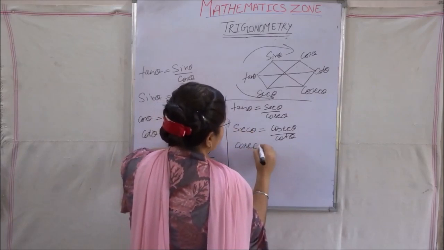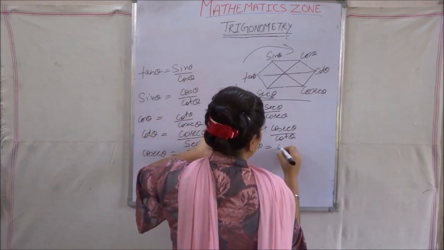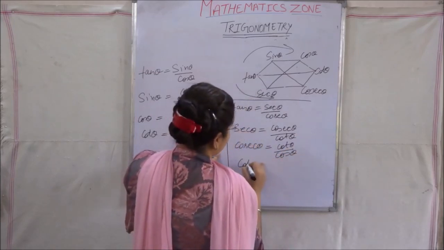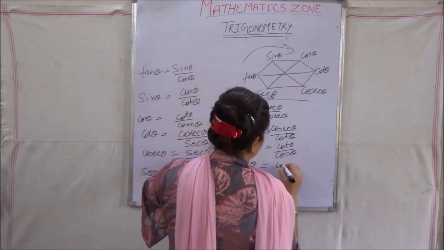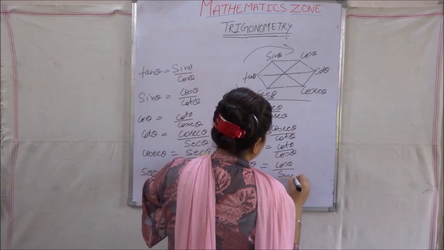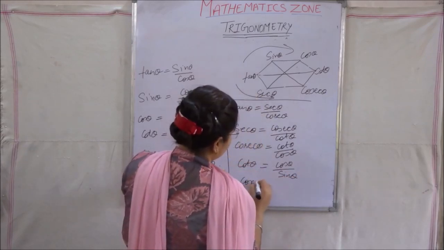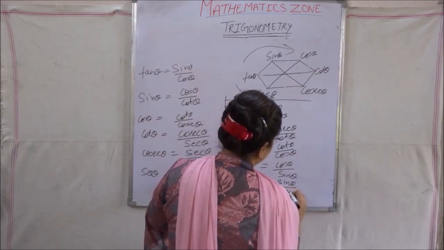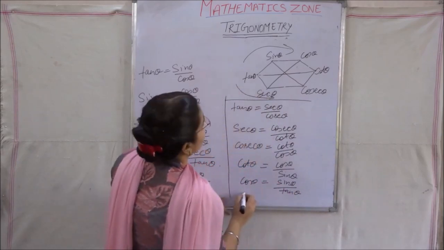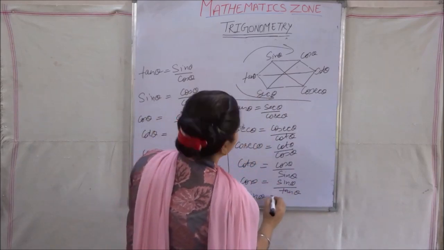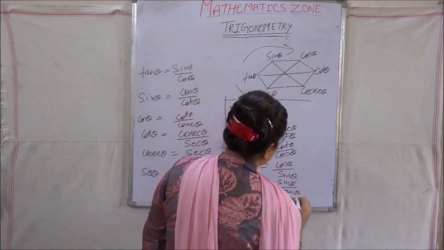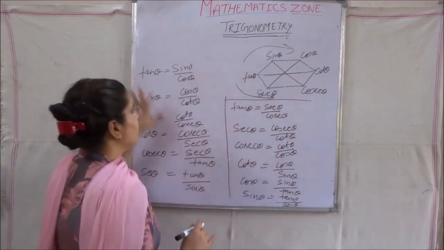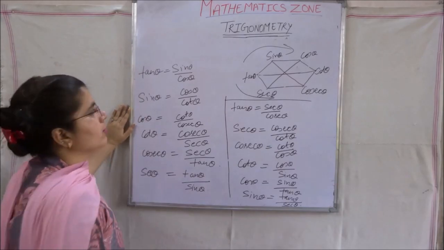Cosec theta that will be cot theta over cos theta. Cot theta that will be cos theta over sin theta. Cos theta that will be sin theta over tan theta. Sin theta that will be tan theta over sec theta. So in this way we will derive these 12 formulas in a very easy manner.